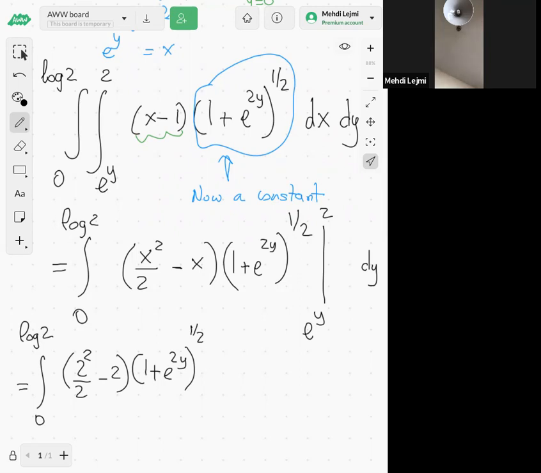Right, and then minus, and then you substitute there your x with the e to the y, right? So it's e to the 2y over 2 minus e to the y times 1 plus e to the 2y to the power half.